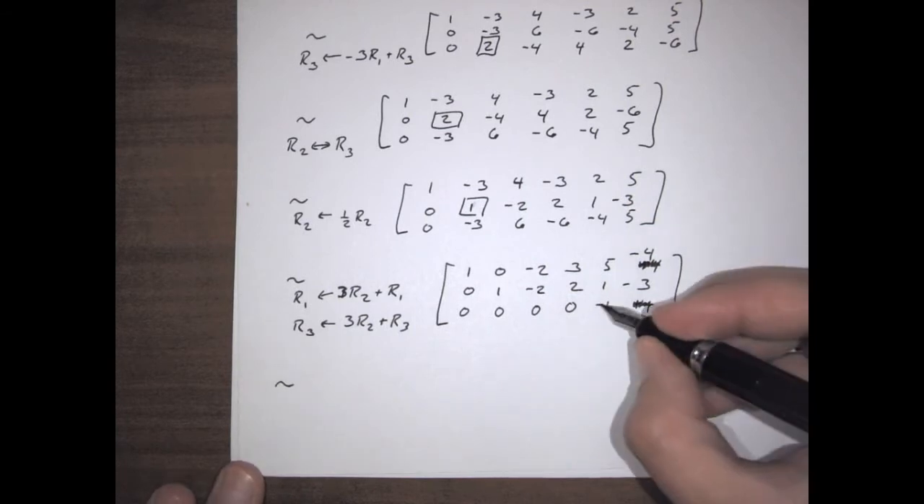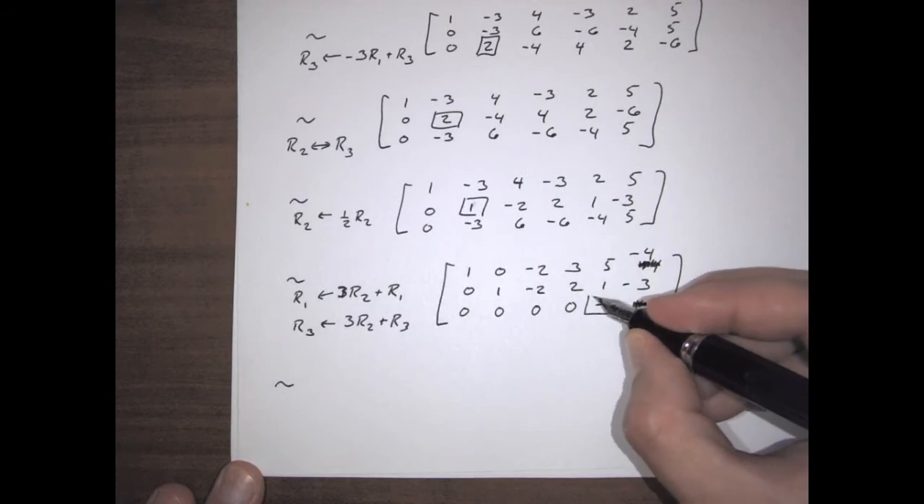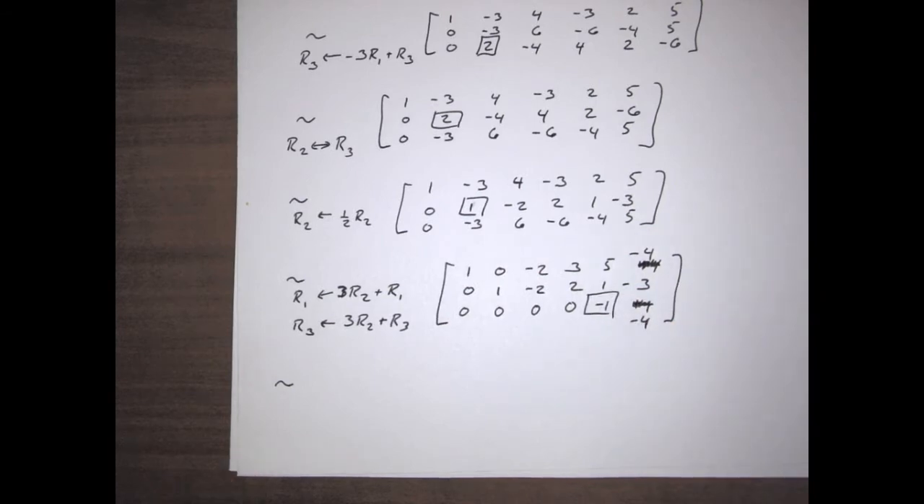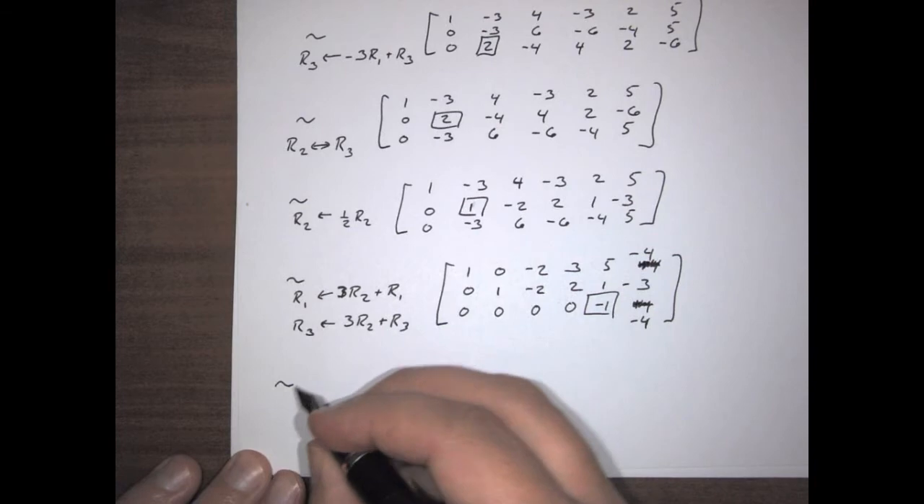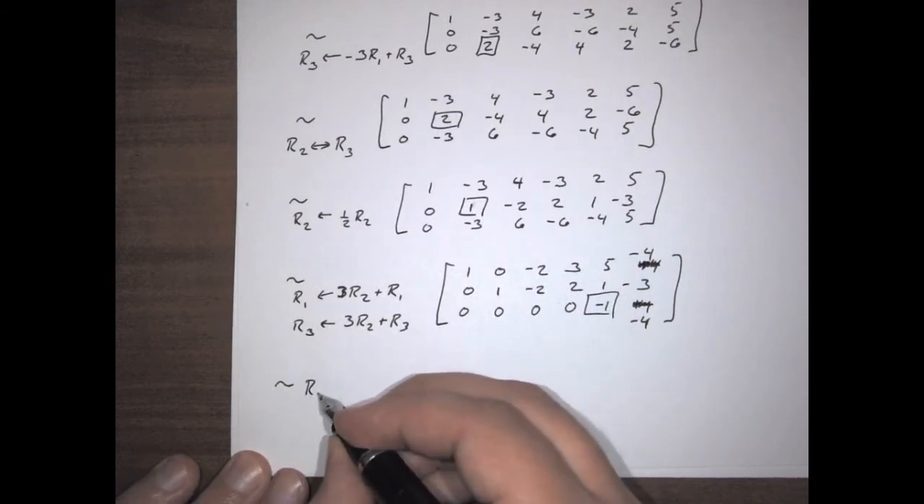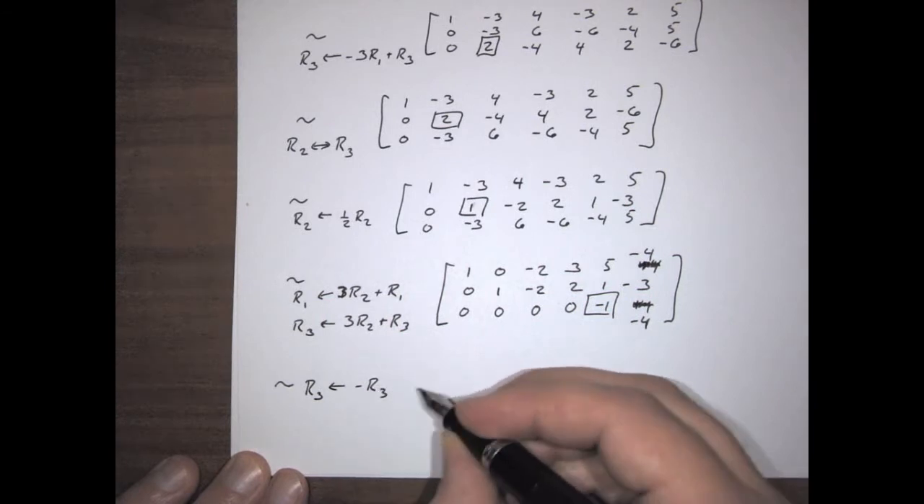Alright, now looking at where we stand, this is now the new pivot of interest to us. And so we're going to want to turn it into a 1, and we're going to want to use it to clear the things above it. There is nothing below it. So what that gives us is, first off, row 3 is going to be just negative row 3.